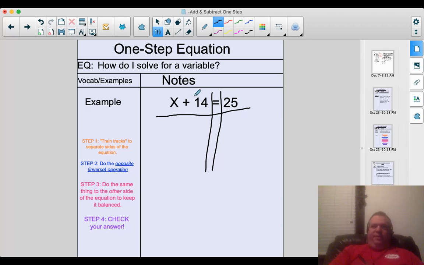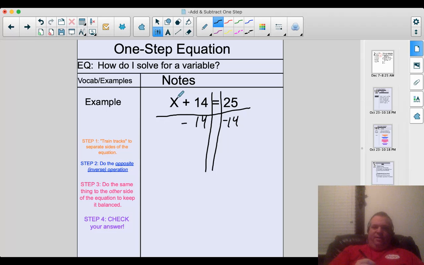Okay, so I'm going to get rid of plus 14 by subtracting 14. Okay, there's the inverse operation. The opposite of addition is subtraction. Okay, and then step 3 says to do the same thing on the other side. Okay, so I subtracted 14 from both sides. If you think about a scale, take away 14 pounds from both sides, it's going to still be balanced. Okay, because you did the same thing to both.